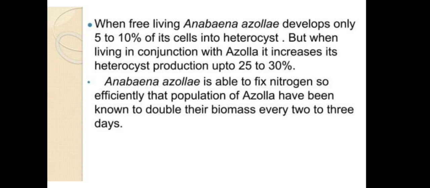When free living, Anabaena azollae develops only 5 to 10% of its cells into heterocysts, but when living in conjugation with Azolla, it increases its heterocyst production up to 25 to 30%. Anabaena azollae is able to fix nitrogen so efficiently that populations of Azolla have been known to double their biomass every 2 to 3 days.